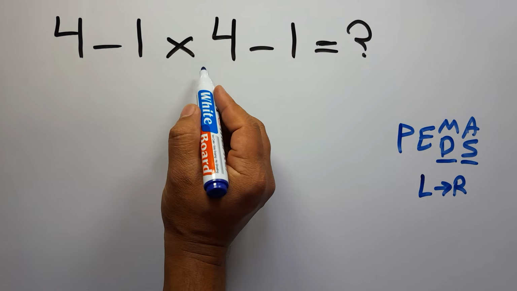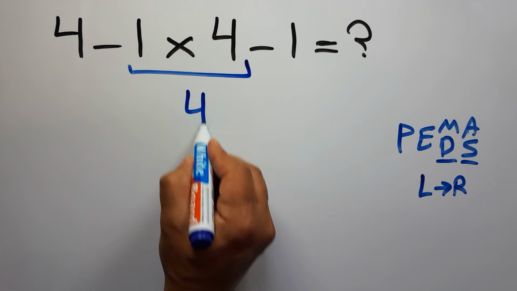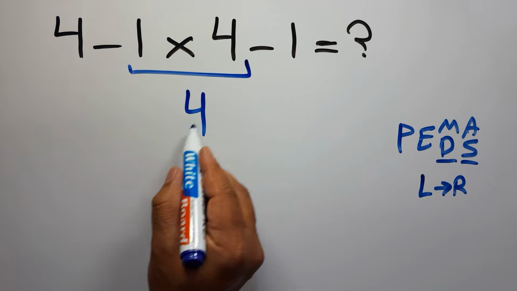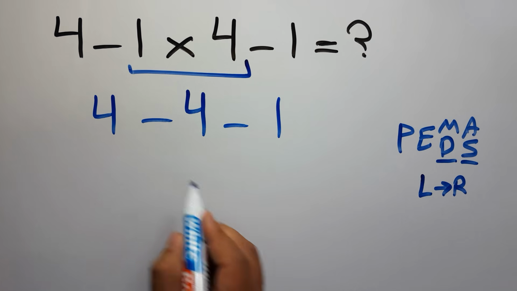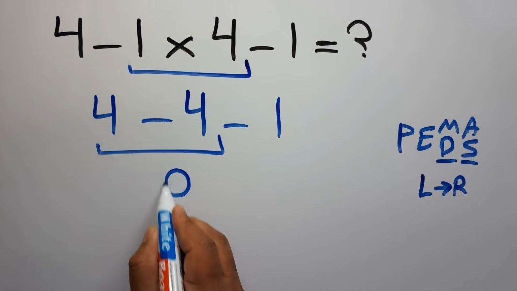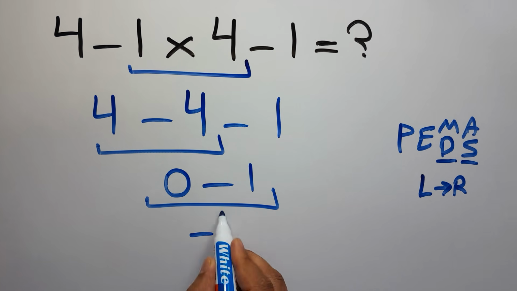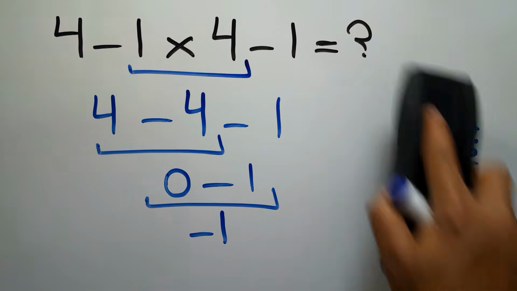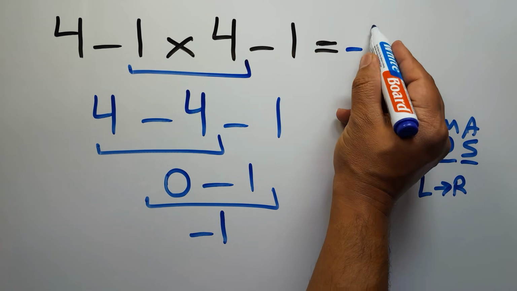So first we have to do this multiplication. 1 times 4 gives us 4. So we have 4 minus 4 minus 1. Now we have to do this subtraction. 4 minus 4 is just 0. So 0 minus 1 gives us negative 1. And this is our final answer to this problem. The correct answer is negative 1.